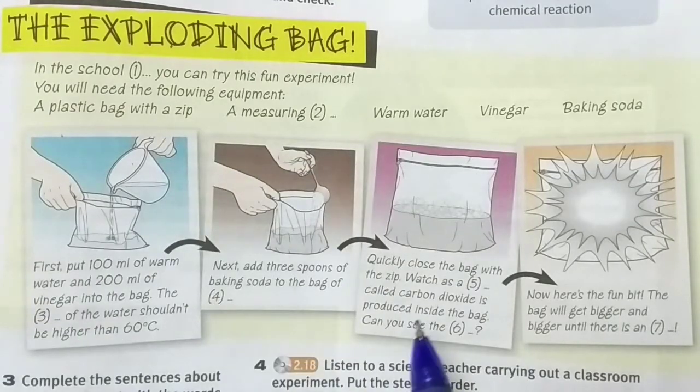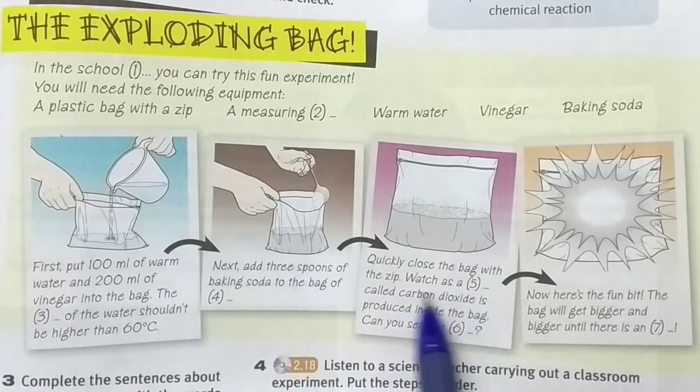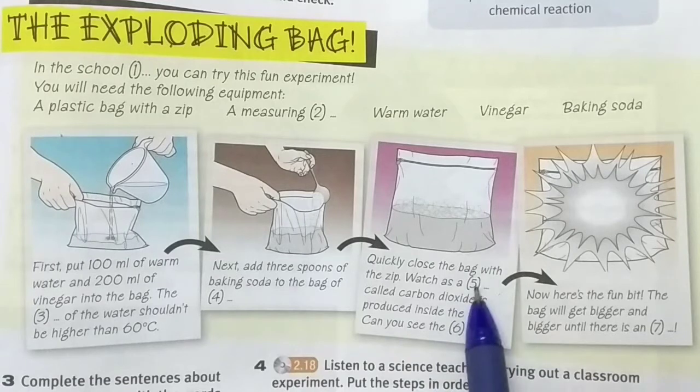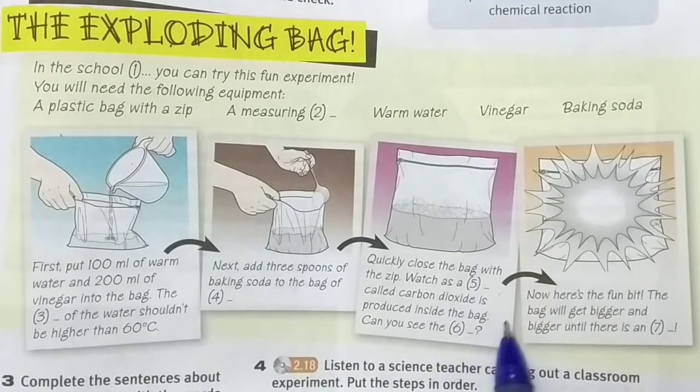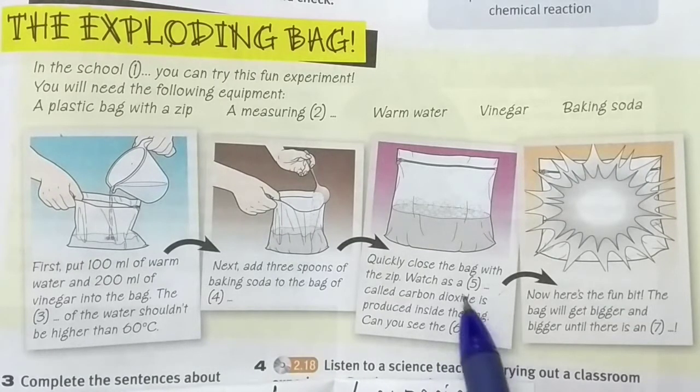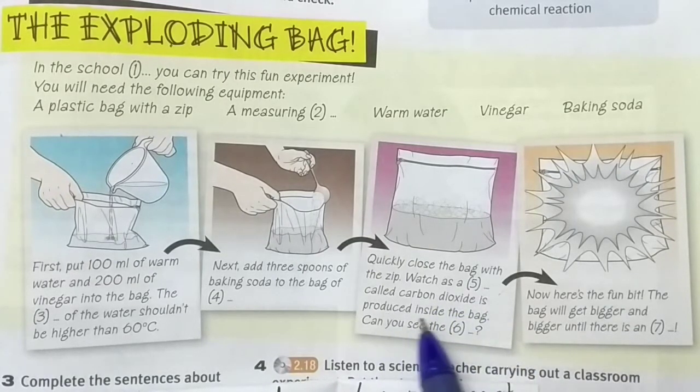Five. Well, there are 5 and 6 here. Alright, quickly close the bag with the zip. Why should we do that? Watch as a gas called carbon dioxide is produced inside the bag. Can you see the question mark? So here, carbon dioxide, it is some kind of a gas. Yes, it is some kind of a gas. So watch as a gas called carbon dioxide is produced inside the bag.